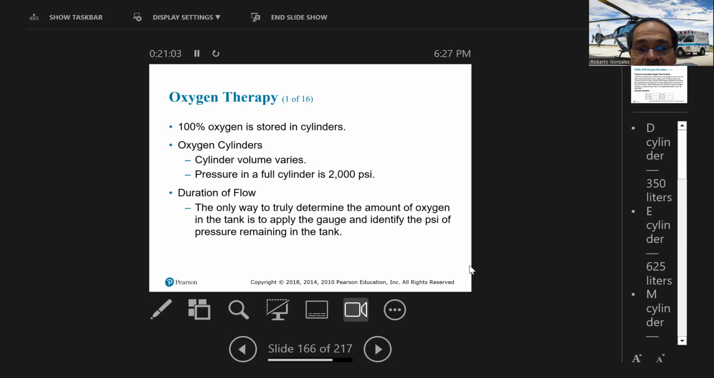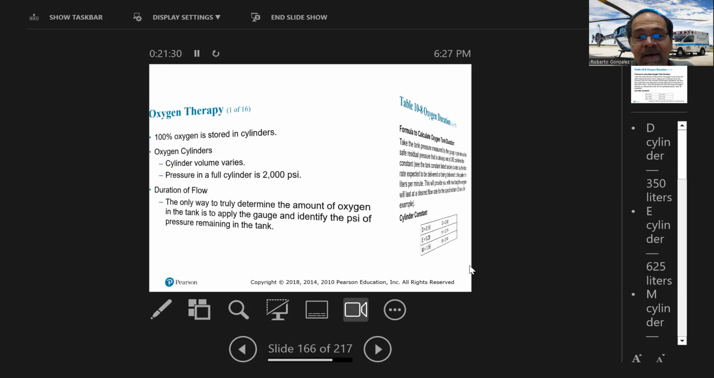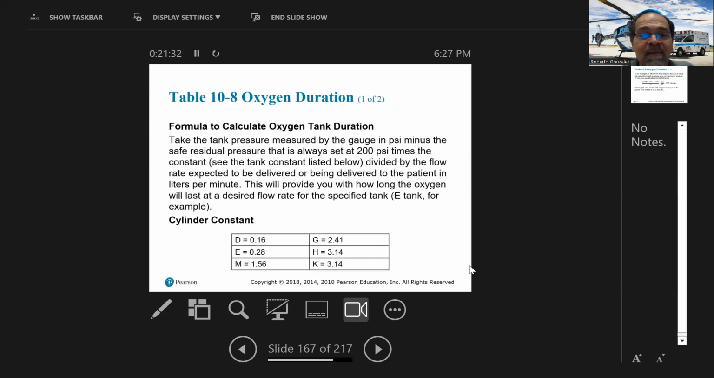Duration of flow. The only way to truly determine how long the oxygen in the tank is going to last depends on how much you're going to give, how much you have, and the size of the tank. Believe it or not, there's a calculation. If you thought you weren't going to deal with math, you're going to have to deal with math. You don't have to get a calculator out, but there's a formula to calculate the tank duration.